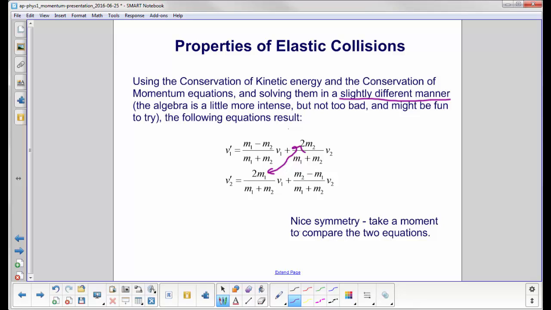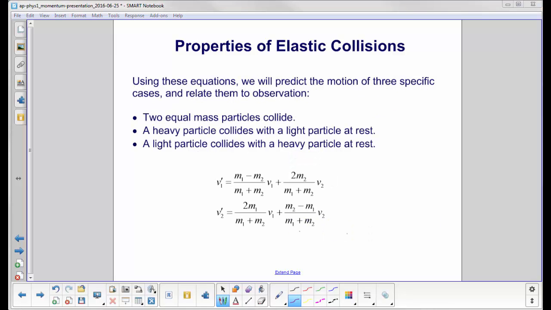So we're going to use these equations to make some other predictions about different collisions. In this case, where the mass does matter, it will change the result, unlike what we just went through, where the relative velocity expression was independent of the masses of the objects. We'll take three specific cases. We'll relate them to what we observe, and then we'll apply these equations to predict what happens after the collision.